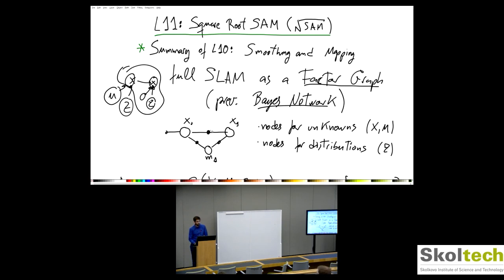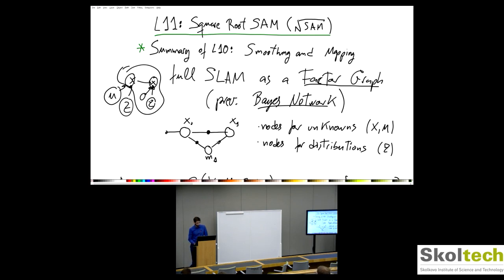Now we have these two kinds of nodes, right? We have the first node that belongs to the unknowns. In this case, I was plotting them as circles, right? So these are the variables that we want to calculate. And in this case, we were saying, okay, we are not going to estimate the full distribution. These are just variables that we are going to estimate.